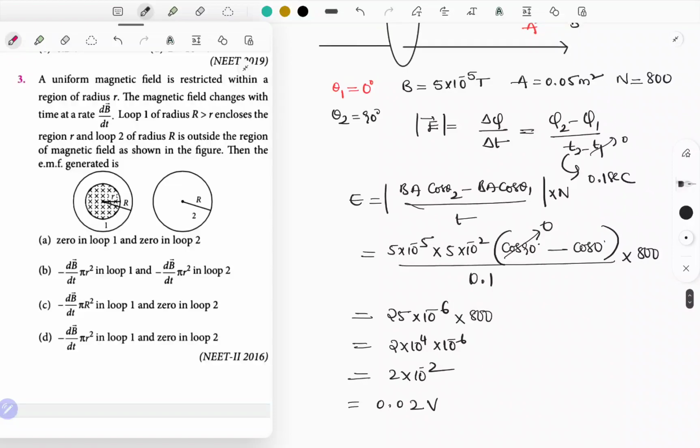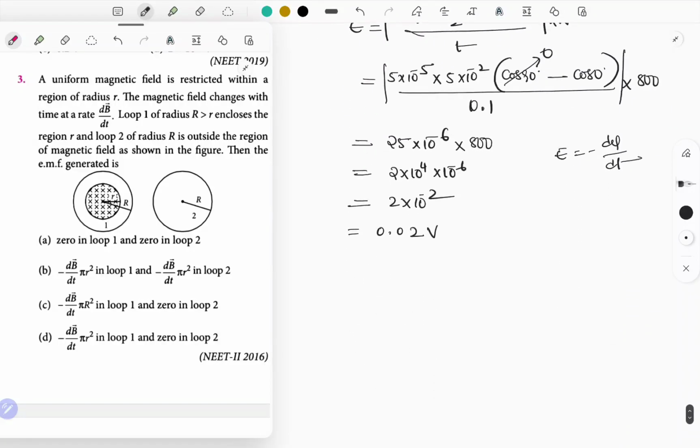See, I did consider only magnitude here. The general formula is minus d phi by dt. As we are getting minus 1 here, that negative will become positive. Anyhow, I am considering only magnitude here. So you can answer with the help of this also. You will get the same answer. Okay, let's move on to the next question.